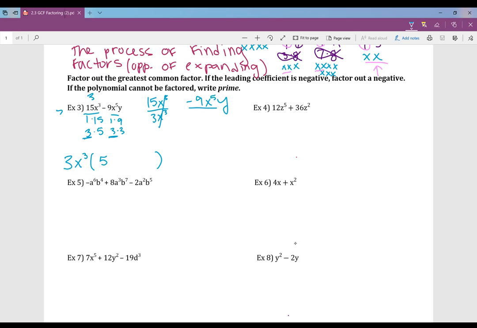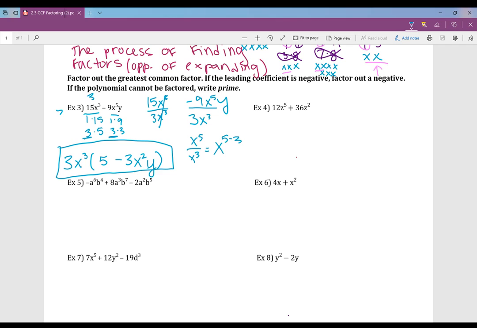That's going to be, again, divided by 3x cubed. Negative 9 divided by 3 is going to be negative 3. x to the 5th divided by x cubed. Remember our exponent rules. When we're dividing and they have the same base, we can subtract the exponents. So 5 minus 3 is going to give us x squared. And then we're still going to have that y because we don't have anything to divide the y with on the bottom. So this is your factored form of example number 3.